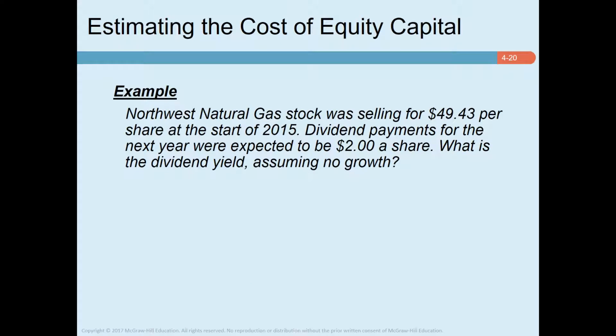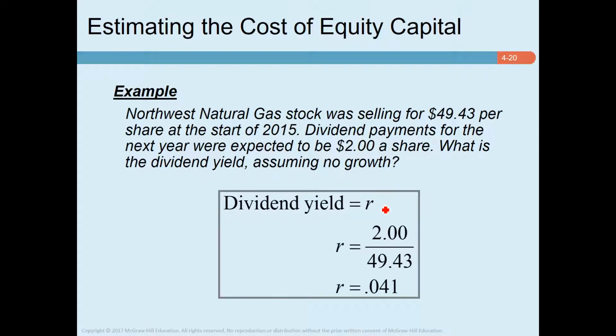Here is an example. Northwest Natural Gas stock was selling for $49.43 per share at the start of 2015. Dividend payments for the next year is $2. What is the dividend yield assuming no growth? So dividend yield r, which is also known as expected return that we have seen in the previous slide, is 2, the dividend, divided by current share price. So the dividend yield is 4.1%. This is also the expected return or market capitalization rate that we have discussed in the previous slide.